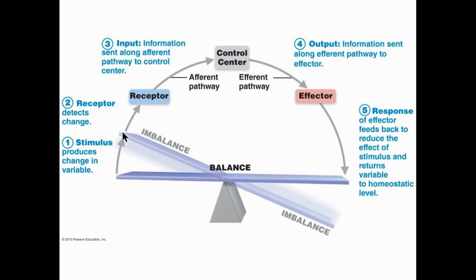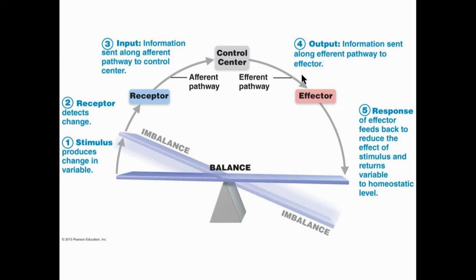So here's just a picture showing you what it is. Here's the stimulus, the imbalance, like we have too much glucose, right? So then our pancreas is the receptor, and the pancreas is going to say, okay, what are we going to do now? And it's going to give this message to the brain. So the control center is going to be the brain, and the brain is going to say to the pancreas, go ahead and make more insulin.